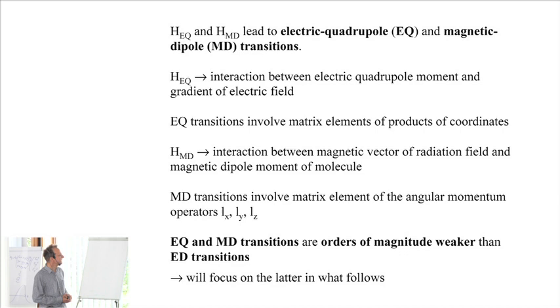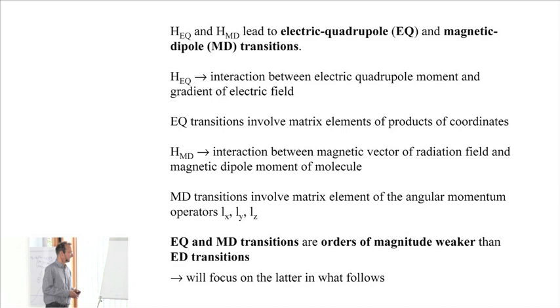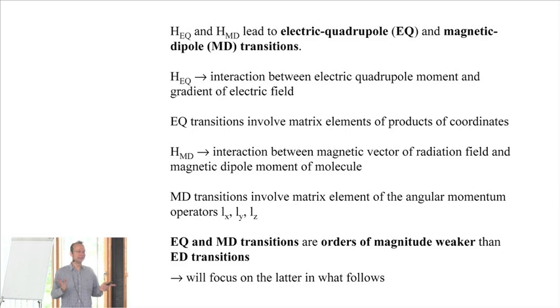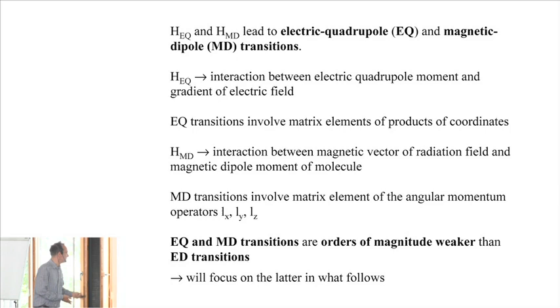And these EQ transitions involve matrix elements of products of coordinates. HMD is a direct action between the magnetic vector of the radiation field and the magnetic dipole of the molecules. And MD transitions involve matrix elements of the angular momentum operators. However, you can do optical spectroscopy without knowing about electric quadrupole and magnetic dipole transitions, because normally these transitions are orders of magnitude less intense than electric dipole transitions. So we want to focus on electric dipole transitions in what follows.